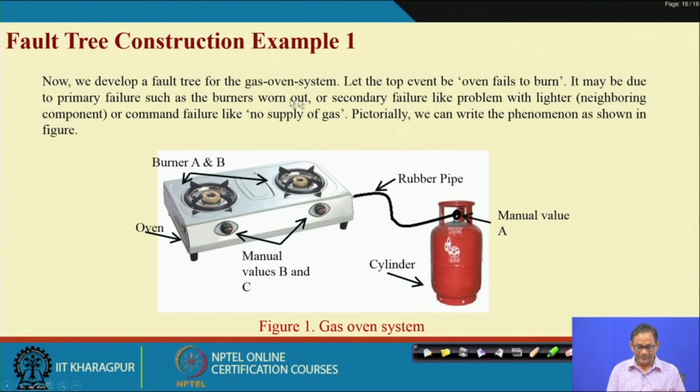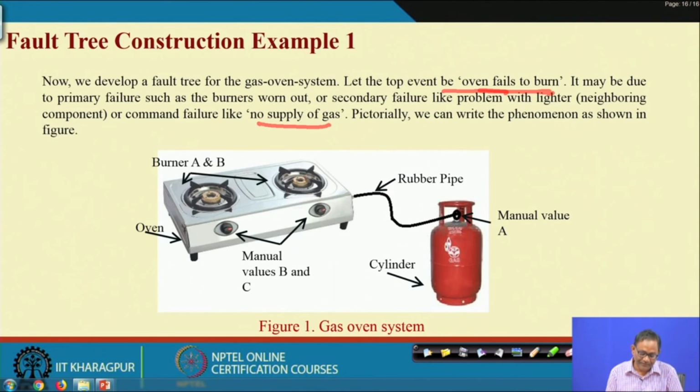Now, suppose we want to develop a fault tree. What is our top failure? The top event is the oven fails to burn. It may be due to a primary failure, such as the burner being problematic. A secondary failure may be that the lighter, a neighboring component, is not working, or a common failure like no supply of gas. So, if the oven fails to burn, the burner itself may fail.